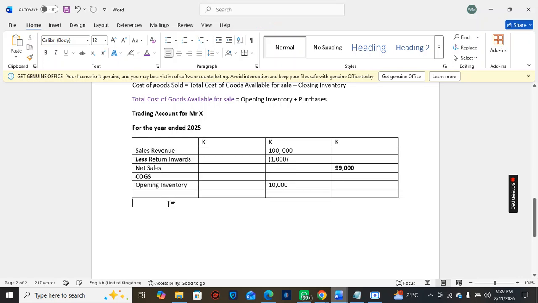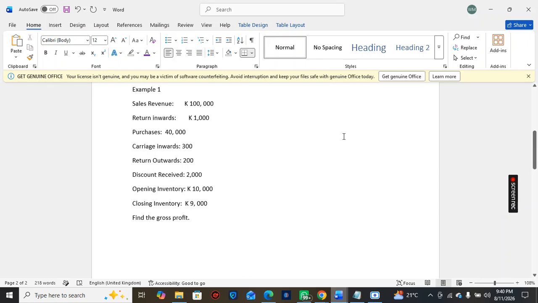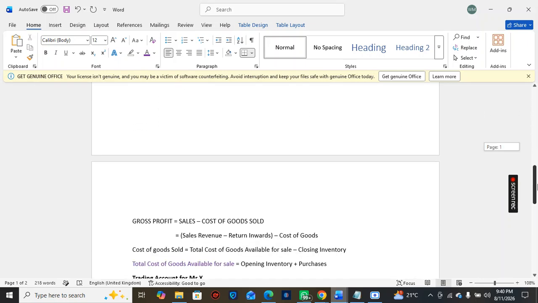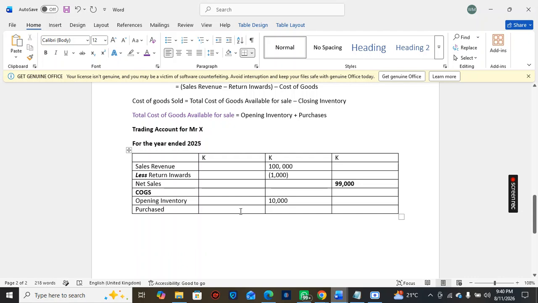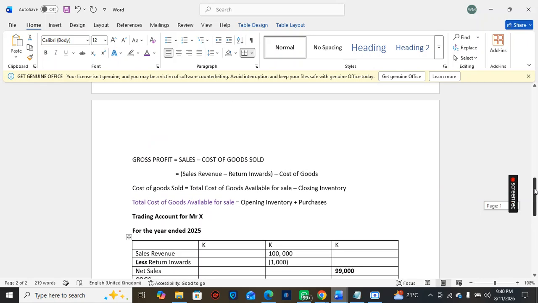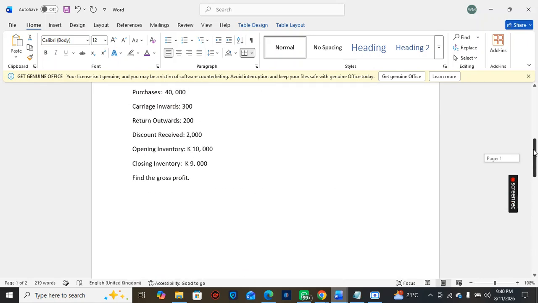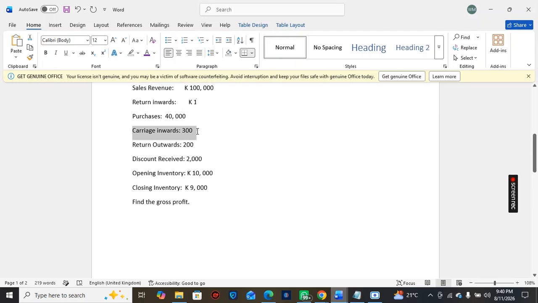Now, during the year, you purchased cement worth 40,000, purchases 40,000. You purchased cement worth 40,000 during that year. Now, when you purchase this cement, you are charged by your supplier carriage inwards.